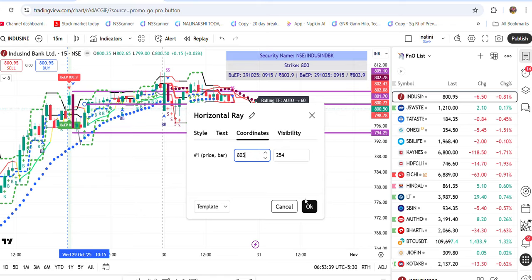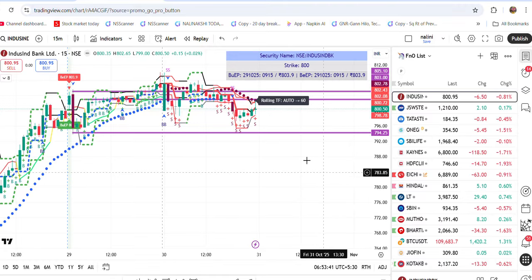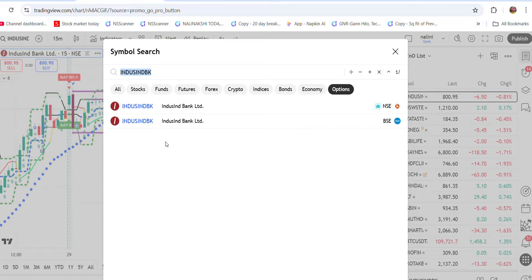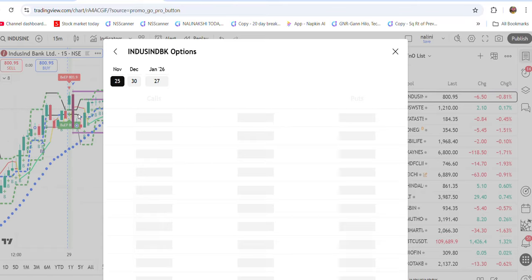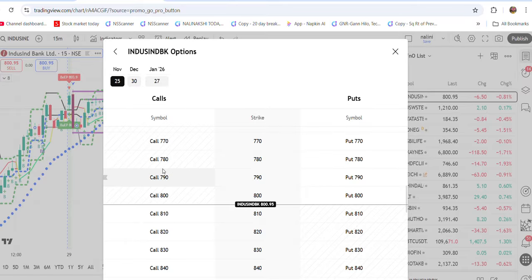803 coordinate. I am adjusting the price. So price has gone there and closed there. If the market opens, it can break below. You can track the 800 put option, keep it in your watch list. This is the right time.